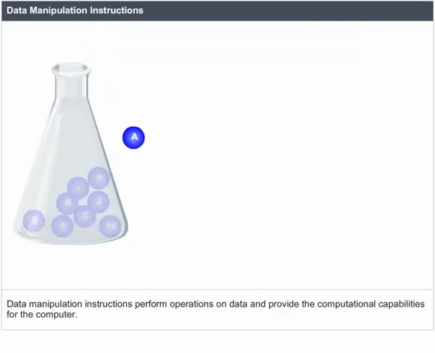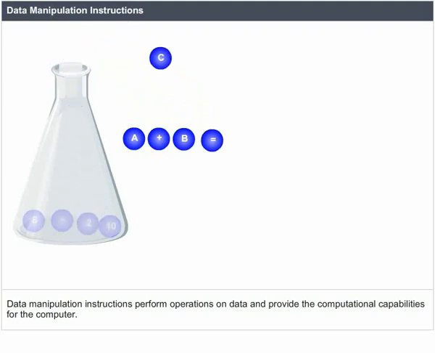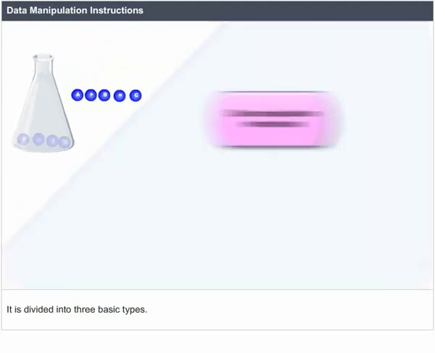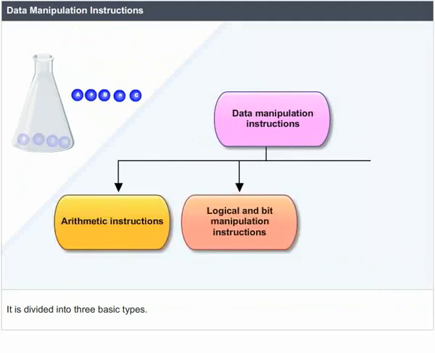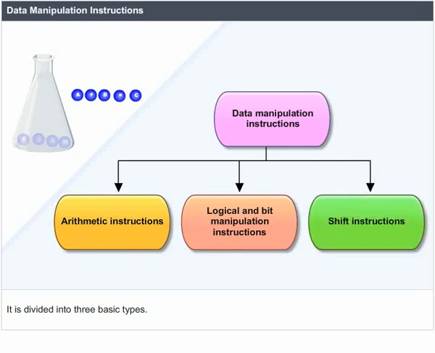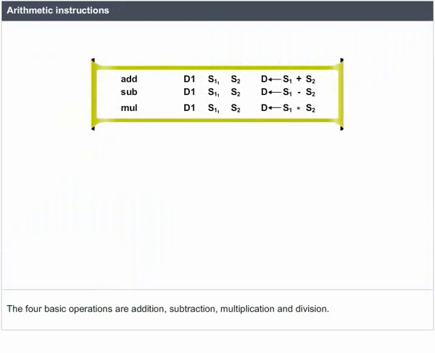Data manipulation instructions. Data manipulation instructions perform operations on data and provide the computational capabilities for the computer. It is divided into three basic types: arithmetic instructions, logical and bit manipulation instructions, shift instructions. Arithmetic instructions. The four basic operations are addition, subtraction, multiplication, and division. Add, subtract, multiply, and divide instructions may be available for different types of data.